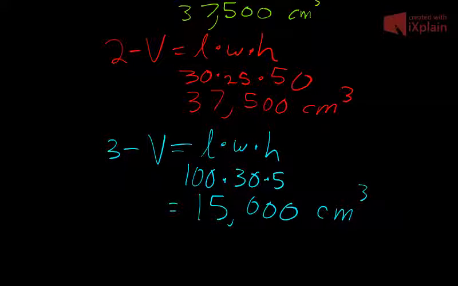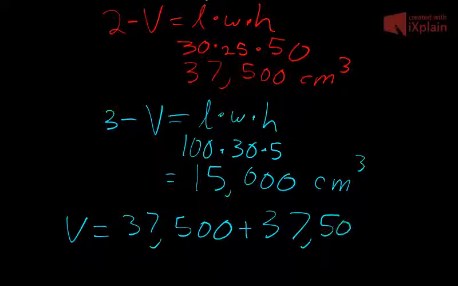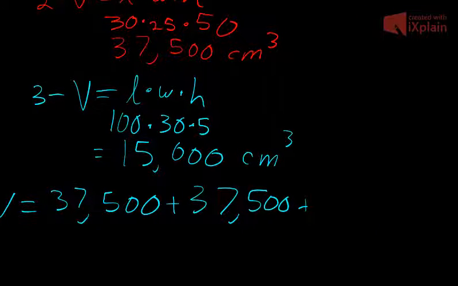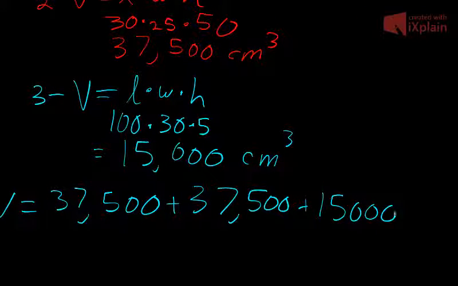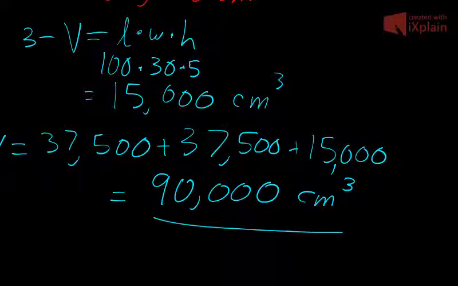That means that my total volume is going to equal all these added up. So I have 37,500 plus 37,500 plus 15,000. Adding those together, 37,500 plus 37,500 is going to be, man, that is a mouthful. 75,000 plus 15,000 is going to be 90,000 centimeters cubed. And that would be my final answer.